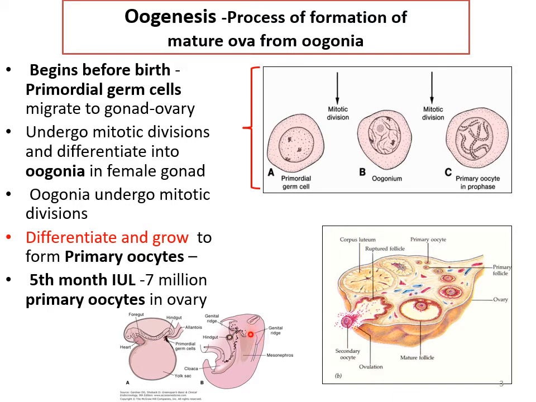Once they have lodged in the developing ovary, they undergo mitotic divisions to form many oogonia. These undergo further mitotic divisions and then differentiate, that means they grow larger and mature, into primary oocytes. So even at the fifth month of intrauterine life, in the fetal ovary, there are about 7 million primary oocytes. So they will all be lodged here in the cortex.